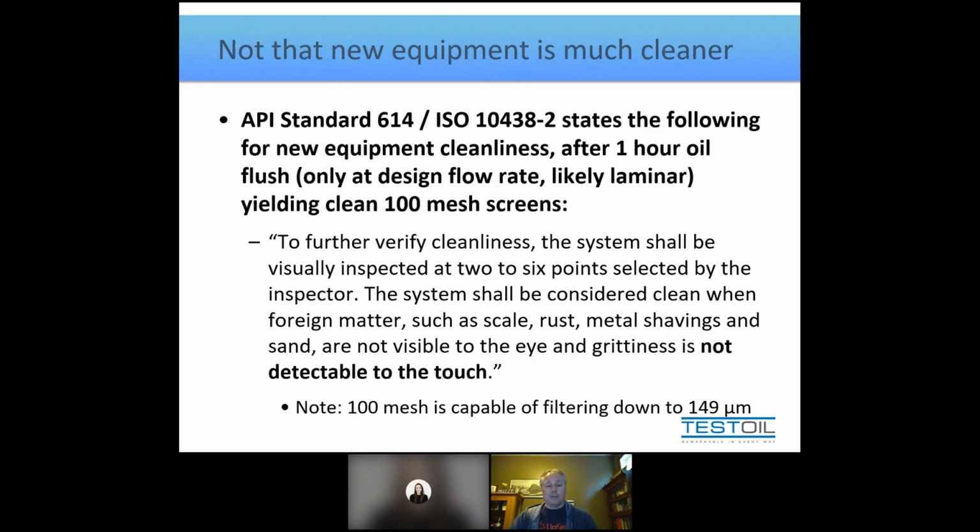Those are some pretty big holes. I mean, it's better than bug screen on your screen door, but it's not a very good screen. So we're talking about yielding clean screens as a way of confirming that the flush is done. The flush has performed its duty.